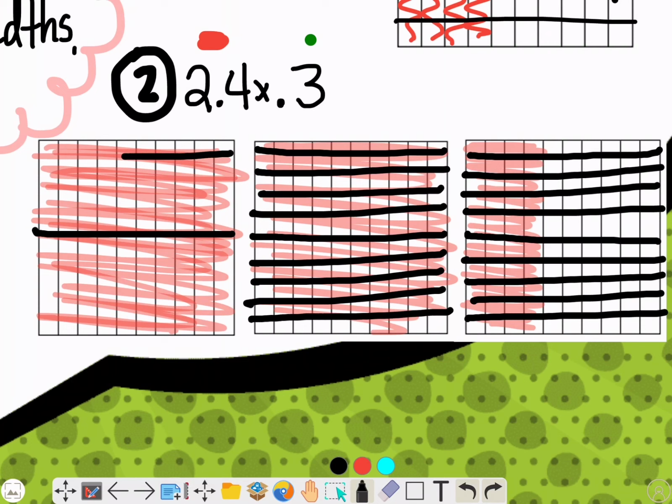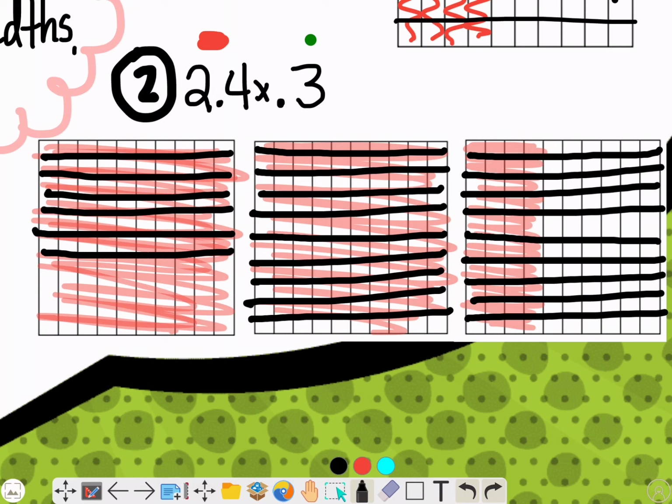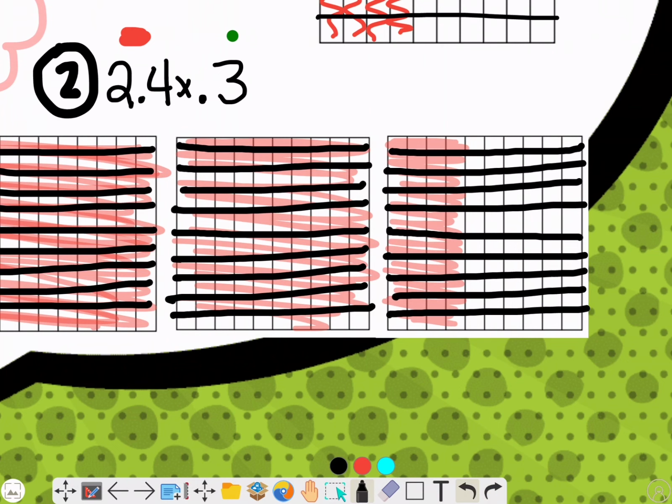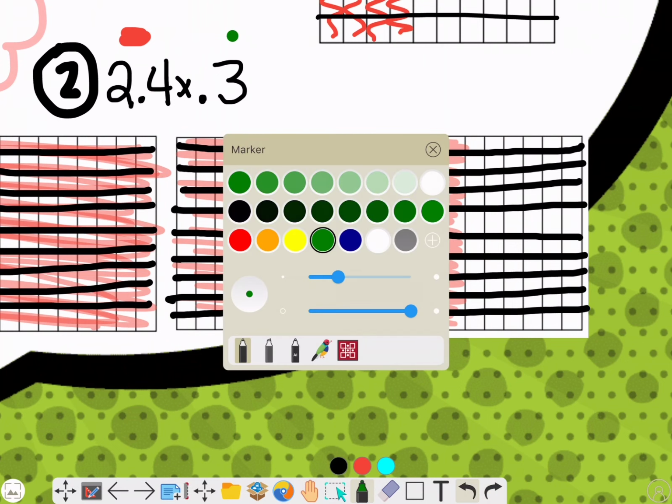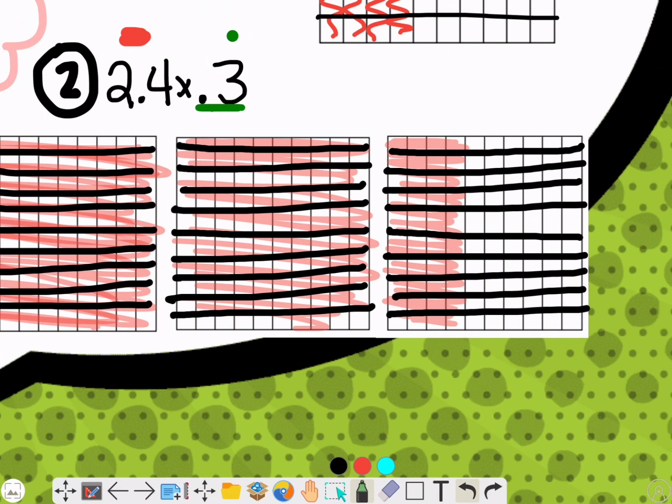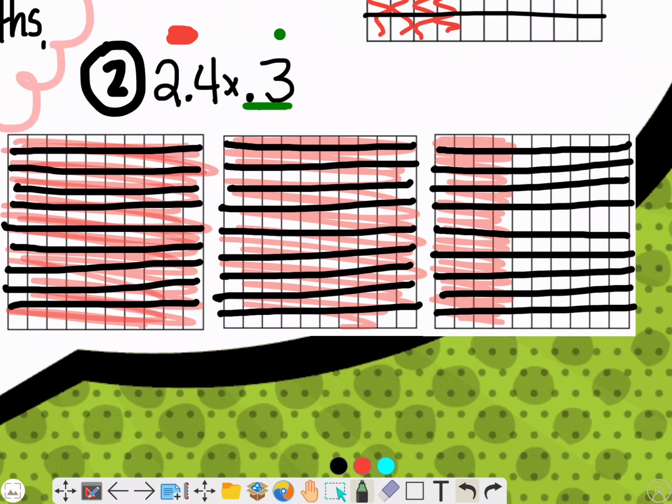Okay. And then technically, if you understand that your answer is going to be broken up into hundredths, you really only need the top 3. And the reason you only need your top 3 is because I'm only shading in 3/10 going that direction. So this is where it's actually going to get a little bit trickier. So I'm going to shade in 3/10. This one.